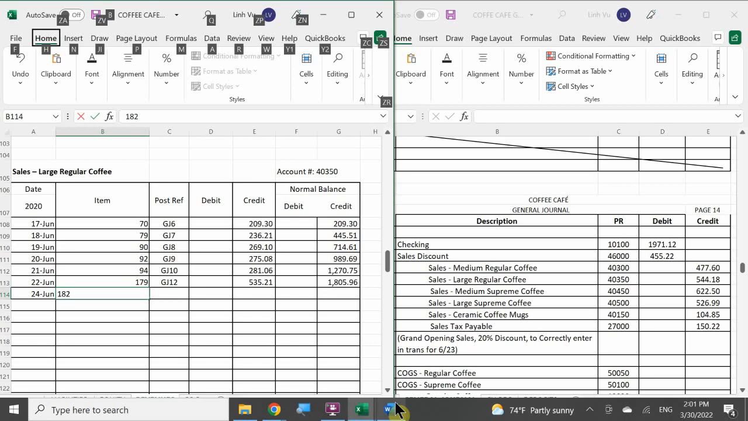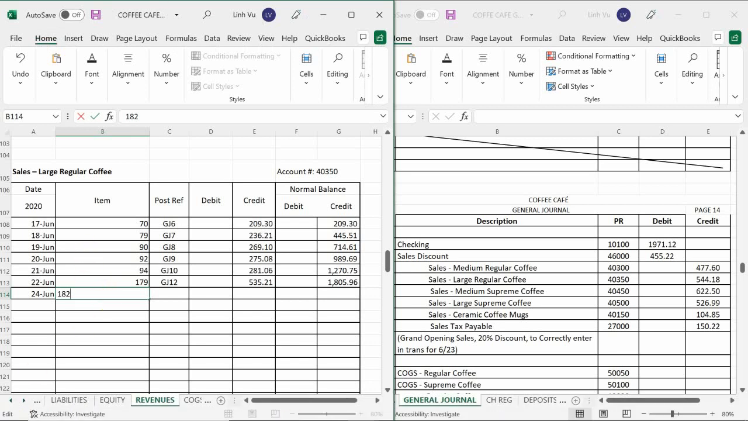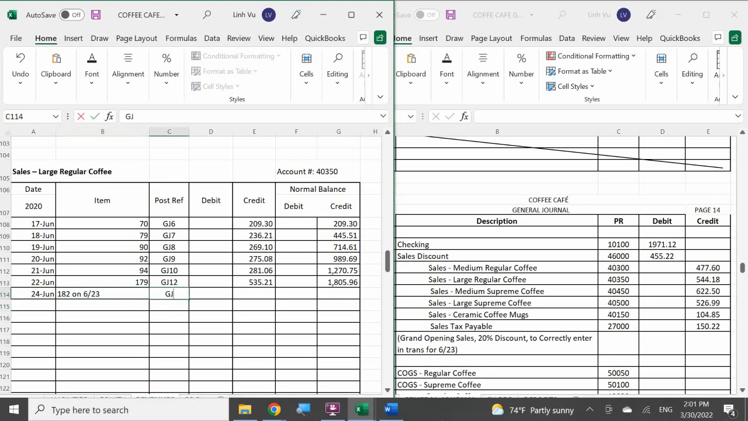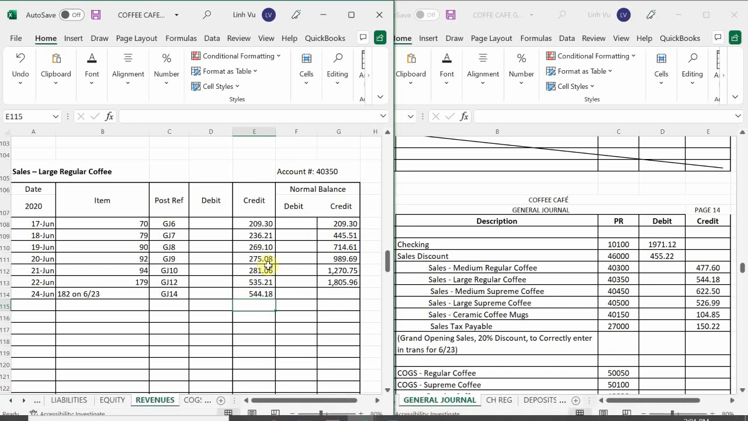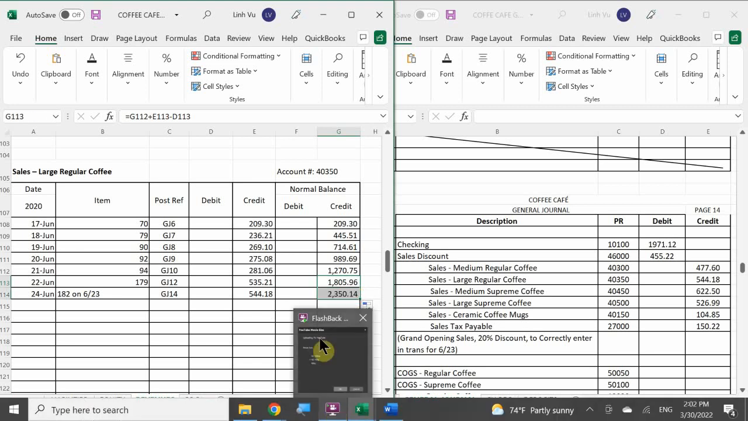$182. Okay. For $544.18. So what's my grand total sales for my large regular coffee? $2,350.14. Good.